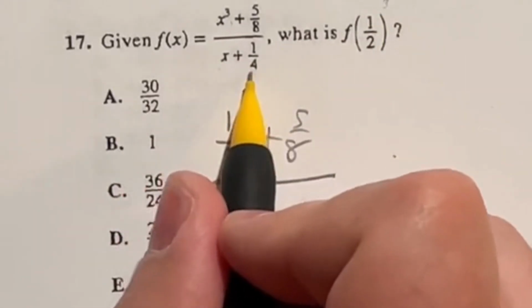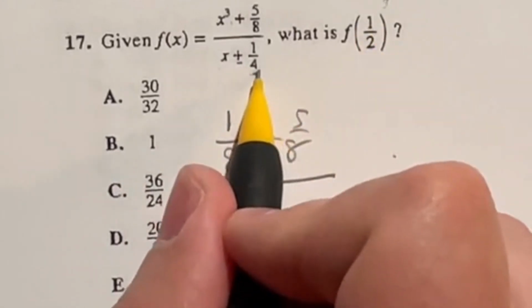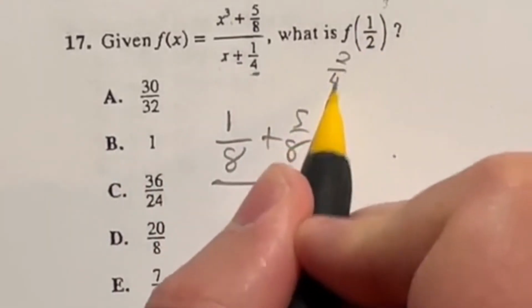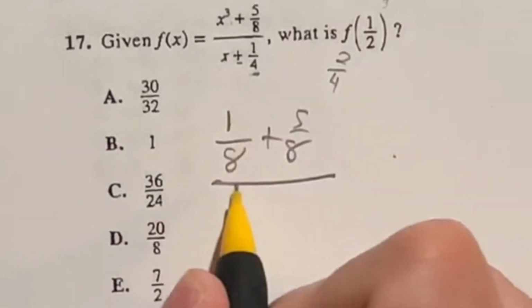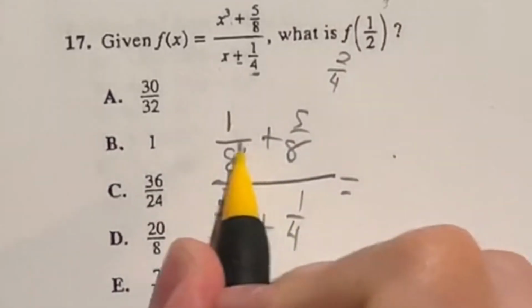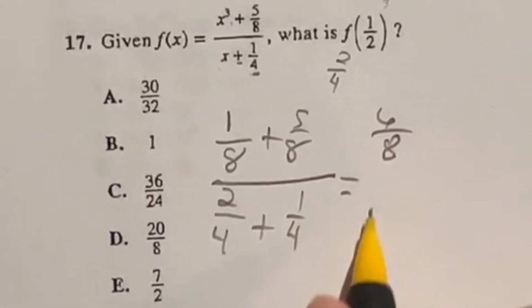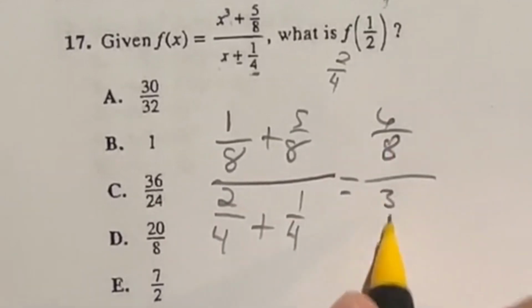Now, because this number has a 4 and I'm adding them, I'm just going to go ahead and rewrite this in terms of a 4 on the bottom, which is going to be 2 over 4, which is still 1/2. So 2 over 4 plus 1 over 4. Now, if we go through here, this would give me 6 over 8 when I add those two across, and this one down here is going to give me 3 over 4.